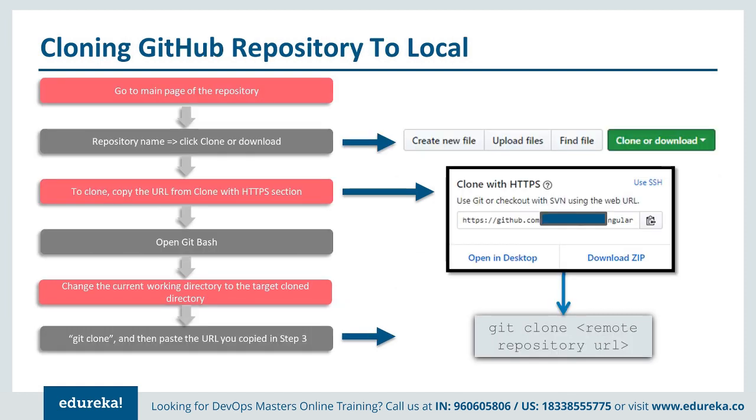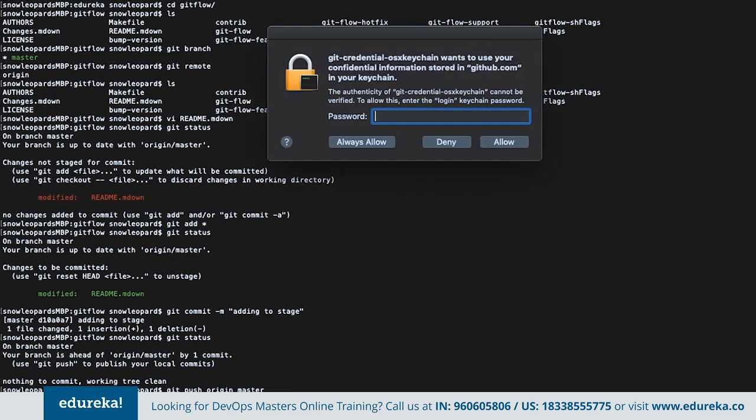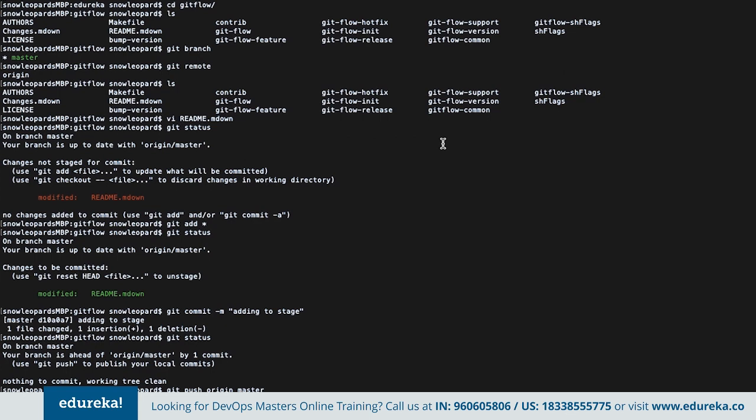We already saw cloning a git repository locally, so we already covered this step. Now these are the basic git commands. We saw git add, which adds file contents to the stage area. Then we have git branch, which will list, create or delete branches. So I'm going to cancel this. It is asking for git credentials now, which I'm not providing since I don't remember mine.